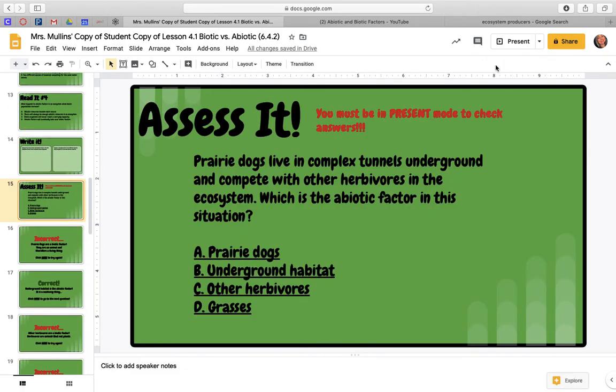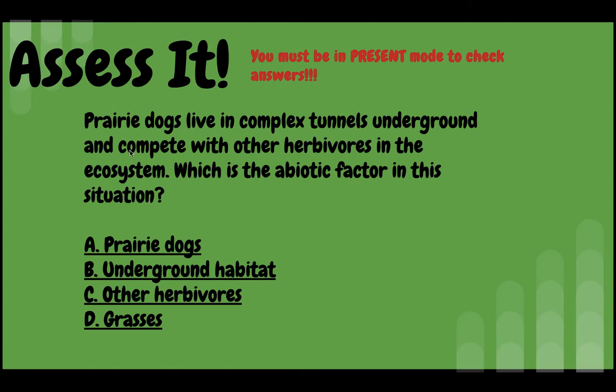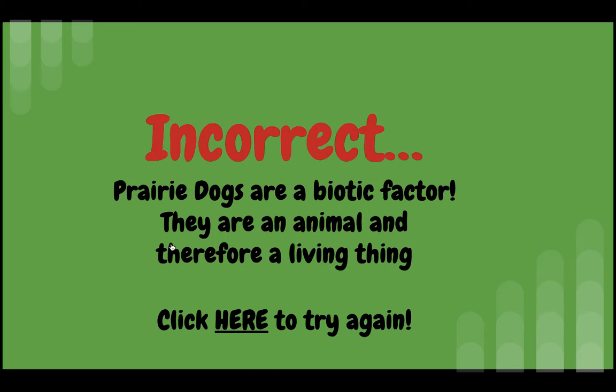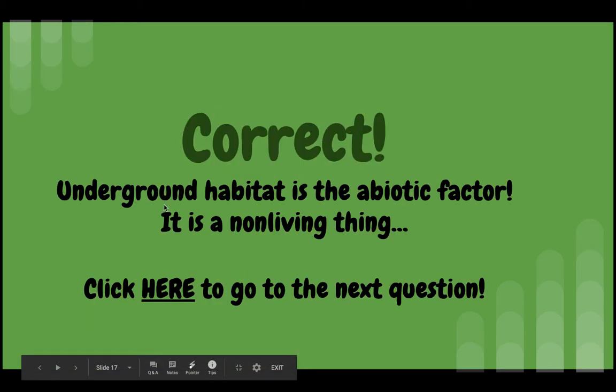And then for assess it, for this one you need to be in present mode to check yourself. Okay? That's what it says right here. So if we were saying prairie dogs live in complex tunnels underground and compete with other herbivores, herbivores are animals that eat plants, right, in the ecosystem, which is the abiotic factor in this situation, so the non-living thing? So let's say we said prairie dogs. Oops, nope, that's incorrect. So we click here and it takes us back again. Underground habitat. Yes, that's correct.